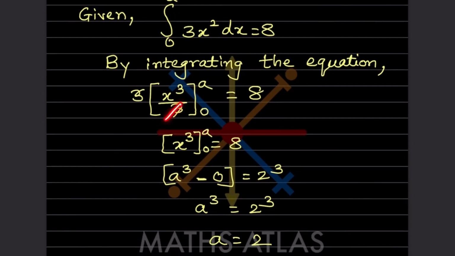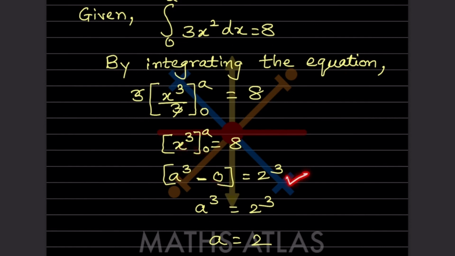So now what will we do here? This 3 and this 3 get cancelled, so what remains is just this part, which is given as equal to 8. Now in place of x, you will write a first, so that will be a cube. Then you will take 0 in place of x, so that will be 0.